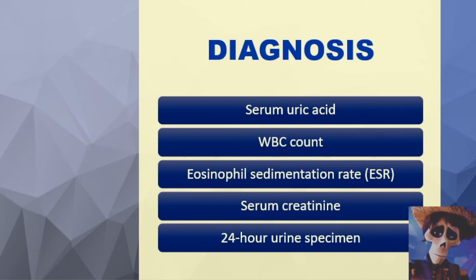Your serum creatinine and 24-hour urine specimen collection are all intended to evaluate or study the presence of your renal problem secondary to gout. In other words, the principle there is that early detection is better than cure. That's why your patient would have serum creatinine and 24-hour urine specimen collection.